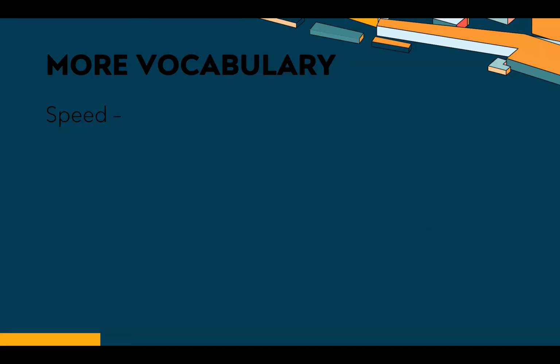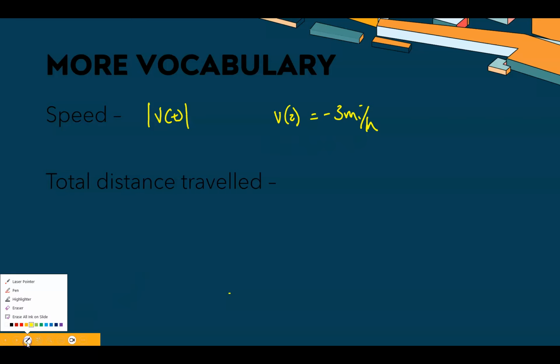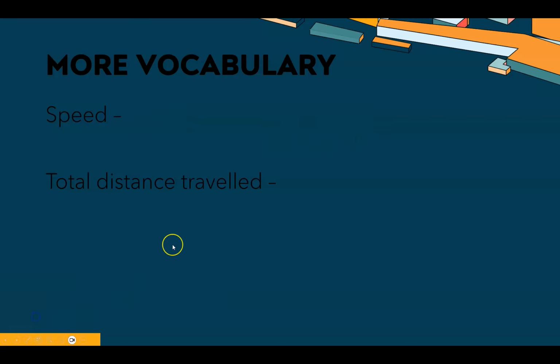So speed is just velocity without sign. In one-dimensional motion, it's really easy because you can just do the absolute value of velocity. As in, if the velocity at 2 was -3 miles per hour, then the speed at 2 would be 3 miles per hour. Total distance traveled is pretty straightforward. That means exactly what it sounds like, the total distance a particle travels.